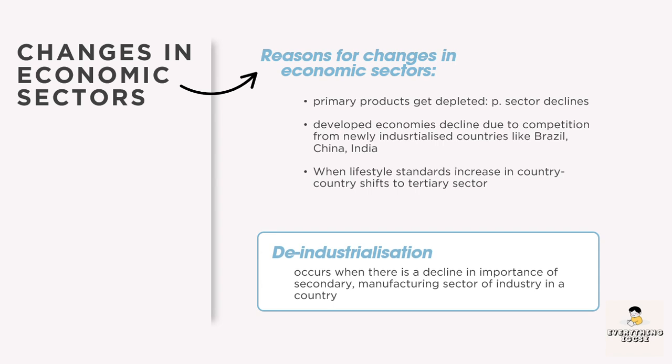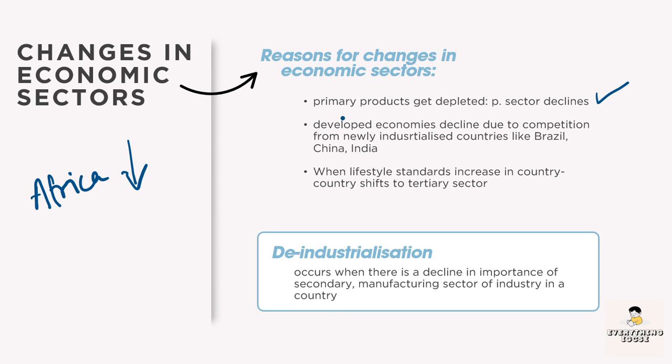So reasons for changes in economic sectors. The main reason for there to be a shift in the number of people working in each sector is due to three main factors. Okay, firstly, the primary products get depleted, so then the primary sector declines. So suppose it's a country like in Africa, there's a lot of mining, right? Or maybe farming. So if the number of mines decrease, or if the number of minerals in those mines get depleted, then obviously there's going to be a decline in the primary sector.